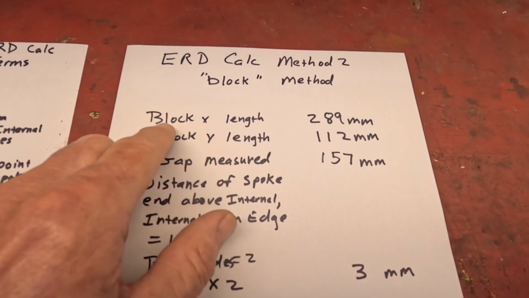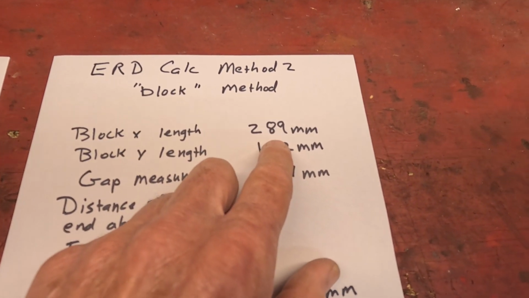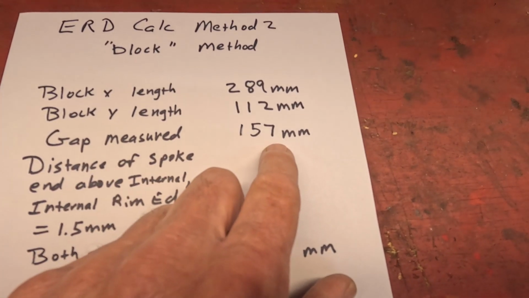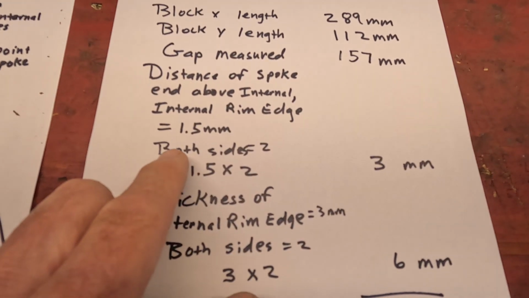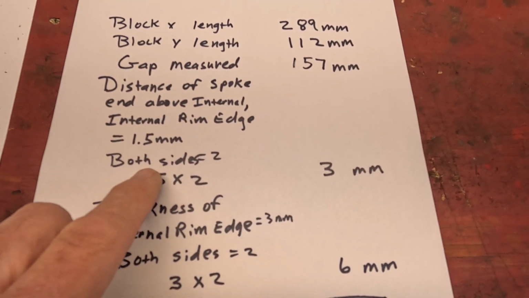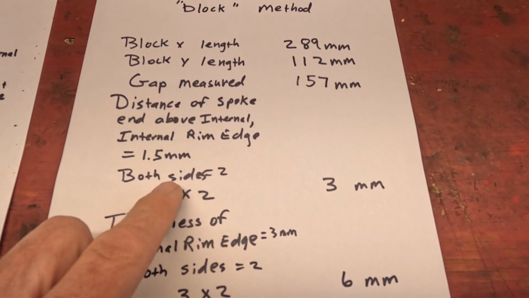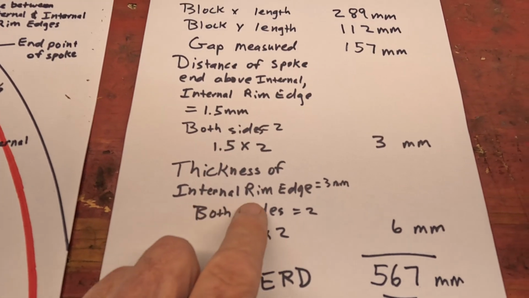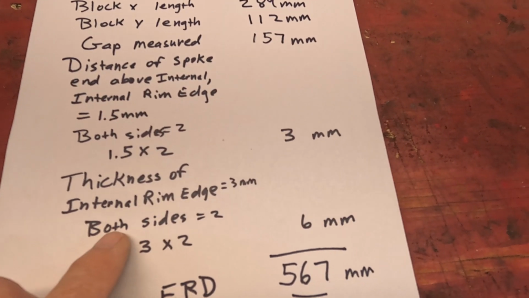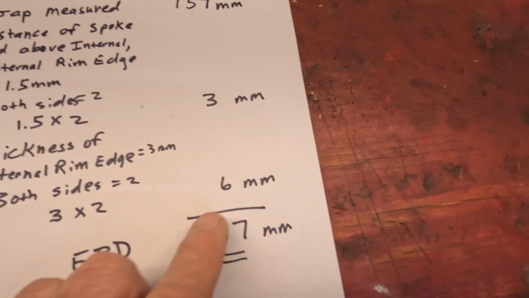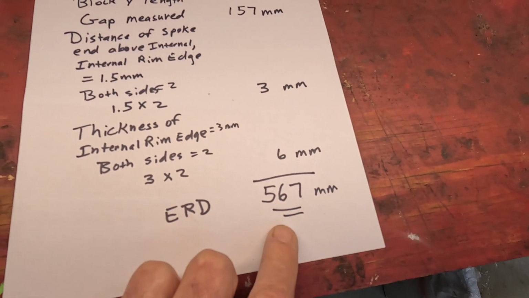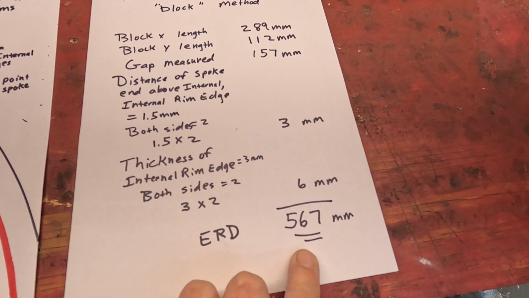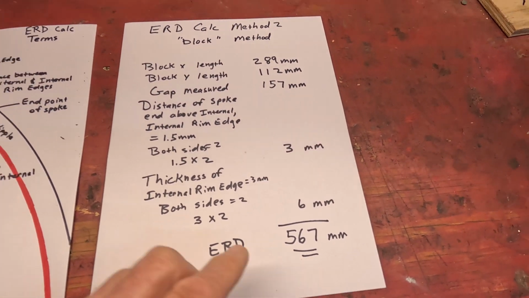So under the block method, the first block was 289 millimeters. The second block was 112 millimeters. The gap I measured was 157. The distance of the spoke end above the internal rim edge times 2 is 3 millimeters. And the thickness of the internal rim edge for both sides is 6 millimeters. When I add all those up, I get an estimated ERD under the second method of 567 millimeters.